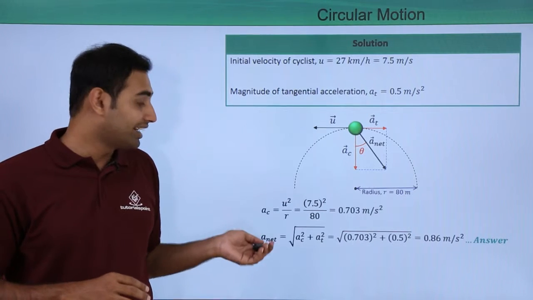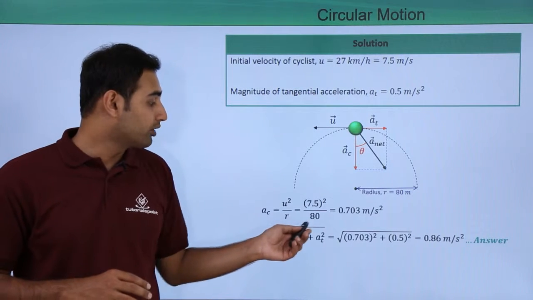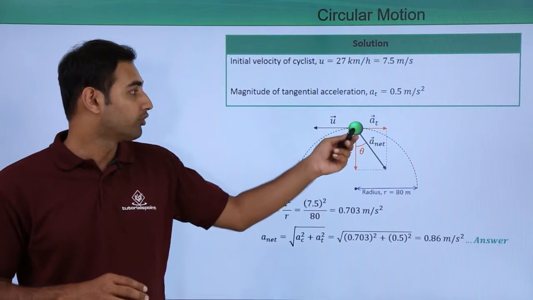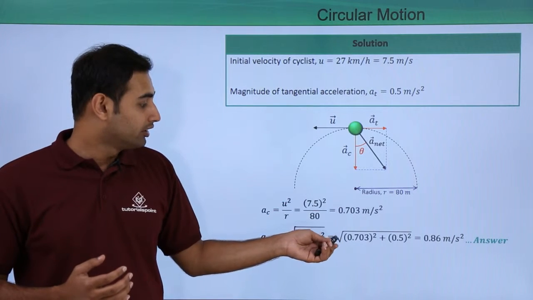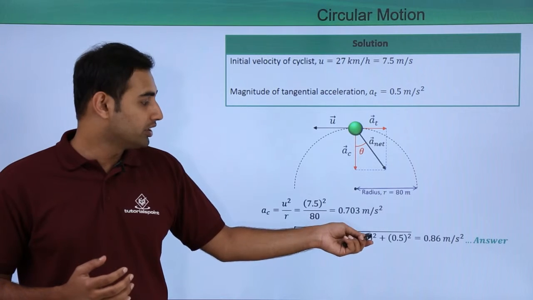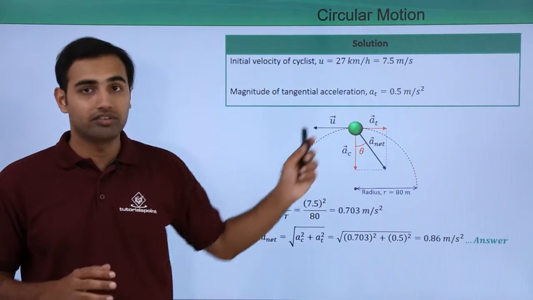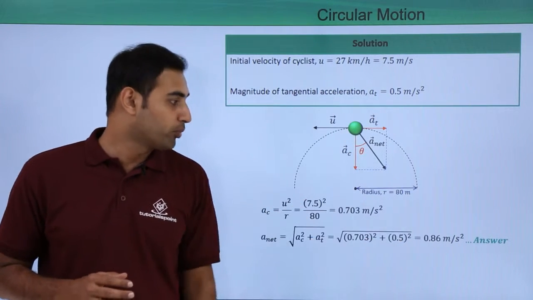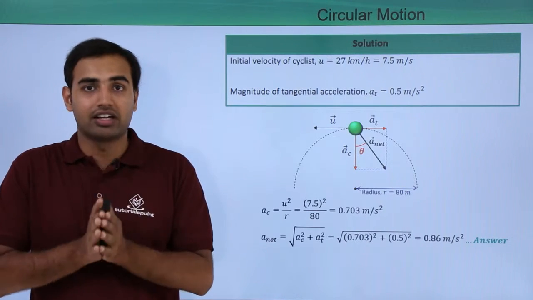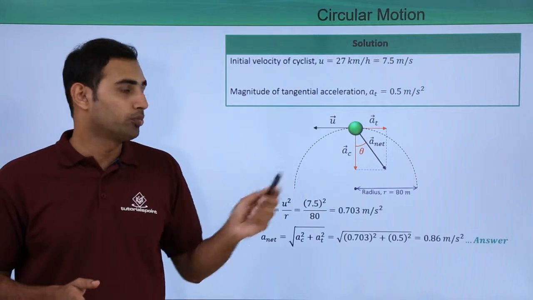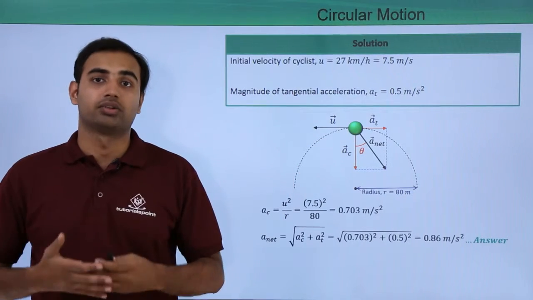Now for net acceleration, it is simply square root of AC square plus AT square. From this diagram of parallelogram, you can directly see. And from here we obtain the value of AC as 0.703 whole square and AT as 0.5 given in the question. The result comes out to be 0.86 meters per second square. Now clearly this is our net final answer, because these are the only two possible accelerations acting in the question.